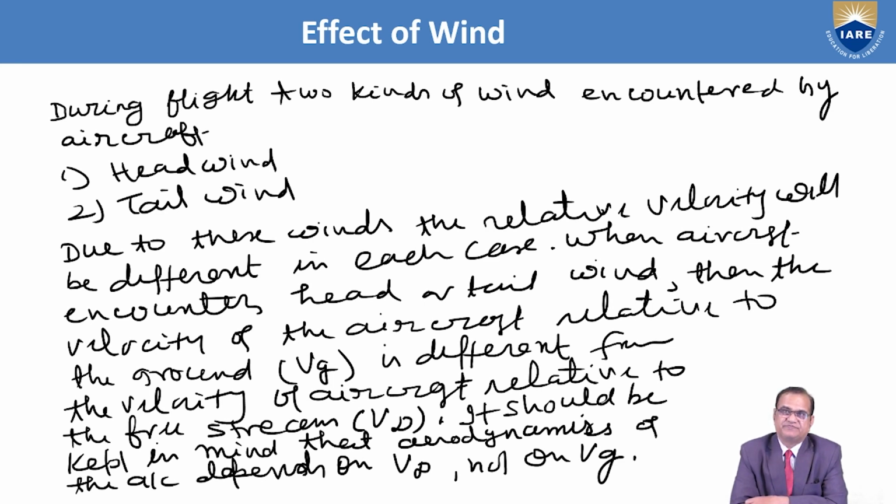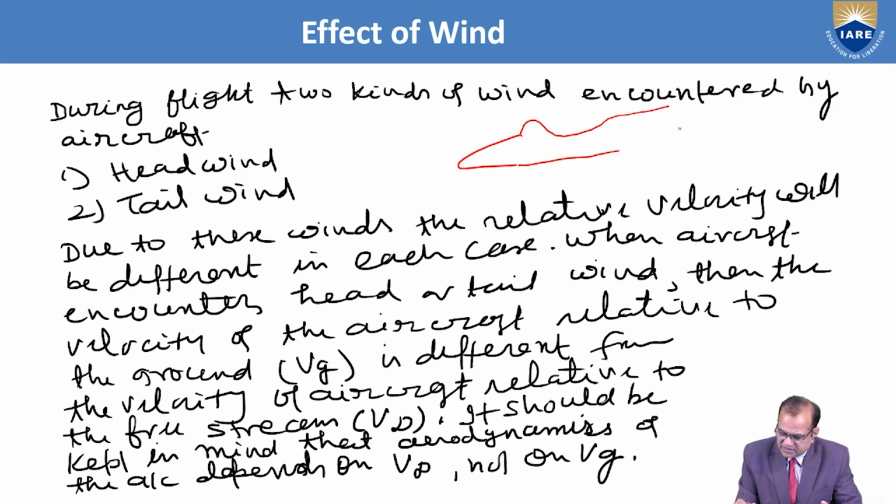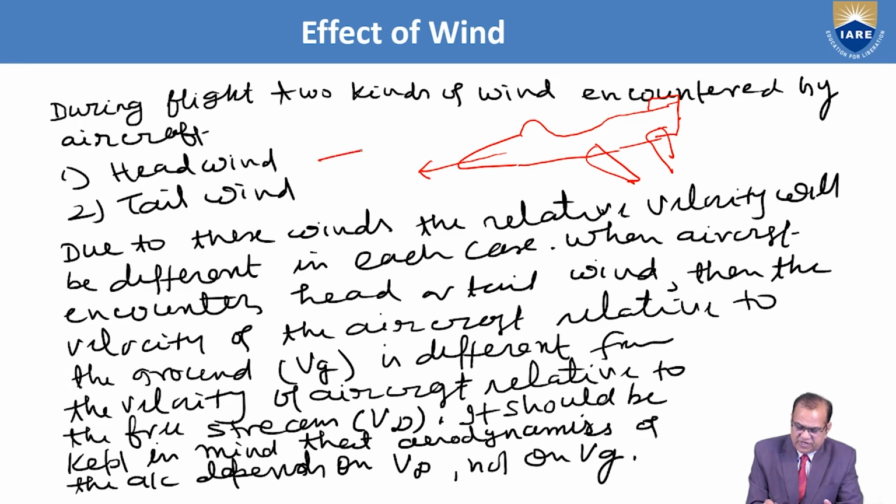So, effect of wind. During flight, two kinds of wind are encountered by any aircraft. One is the headwind, another is the tailwind. So, what is the meaning of headwind? Let me discuss. The aircraft is moving in this direction, and if the wind is in the direction opposite to the aircraft motion, this is called headwind.